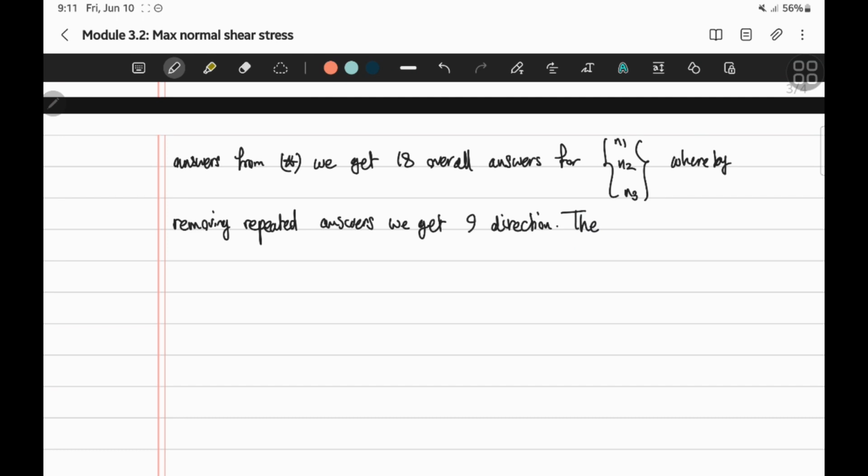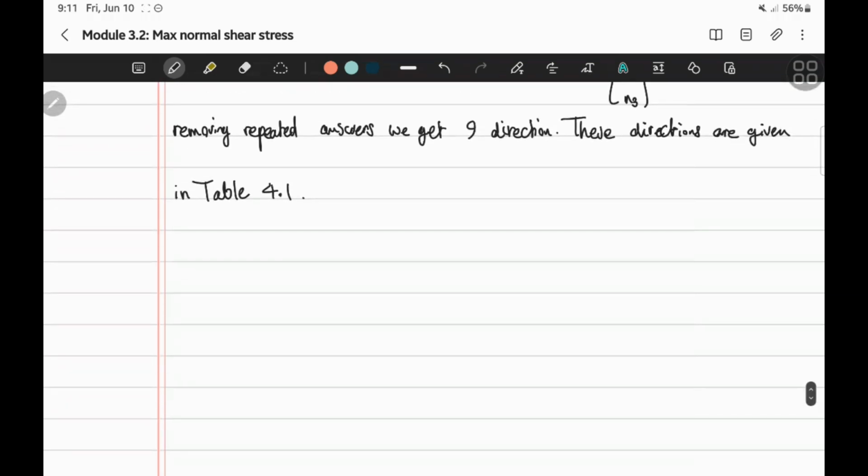So these planes, these directions are given in table 4.1 of the book. And if you notice in this table, the values for tau s squared are given.